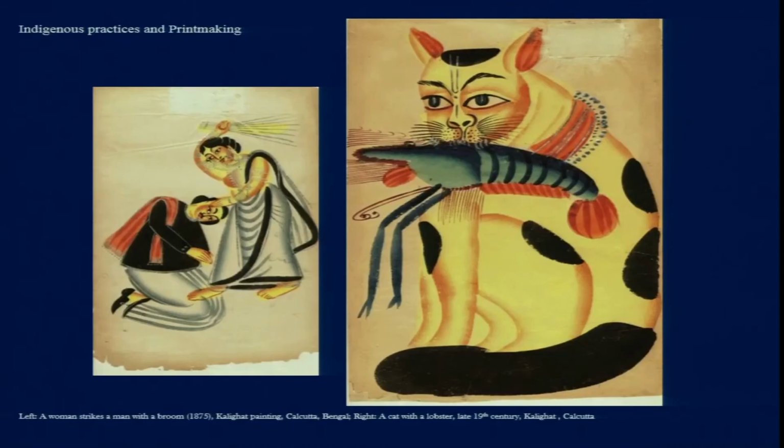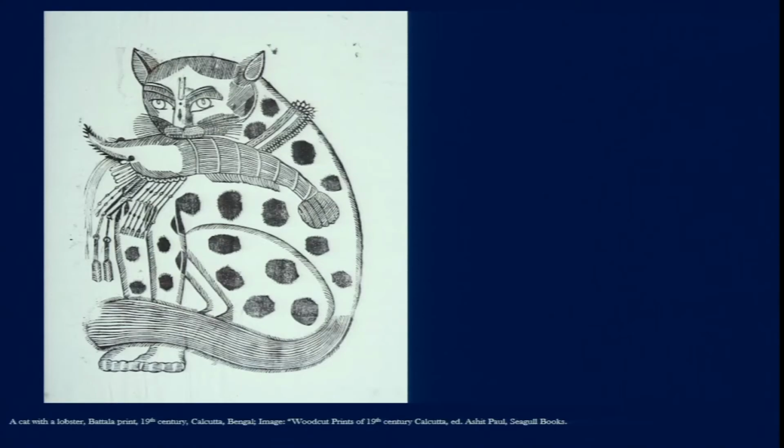Many images that we find in Kalighat, with Kalighat and Batala both being in the same city of Calcutta, show that there was much exchange going on between the painters of Kalighat and the engravers and printers of Batala. So what we have here is that many of the Batala themes, for example this very celebrated theme of a cat with a lobster, were very popular.